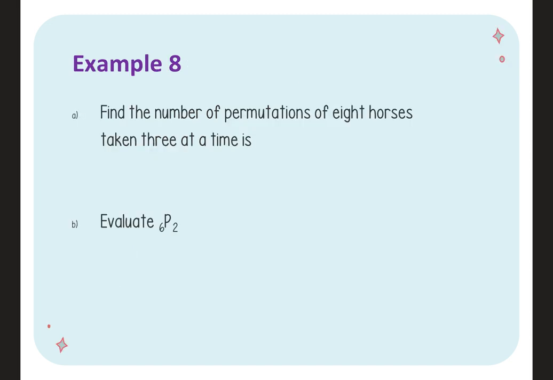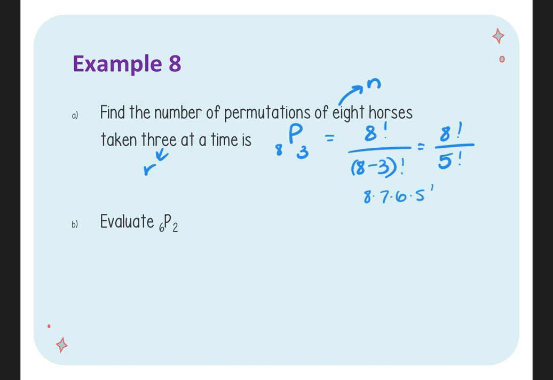Example 8 says find the number of permutations of 8 horses taken 3 at a time. So my 8 is my big set. This is my N. And my 3 at a time is my R. And P8,3 is what the notation would look like. And it is 8 factorial over 8 minus 3 factorial. And we would simplify it, 8 factorial over 5 factorial. And 8 factorial, I would break down until I hit 5. 8, 7, 6, 5 factorial. And it'd be 8 times 7 times 6.